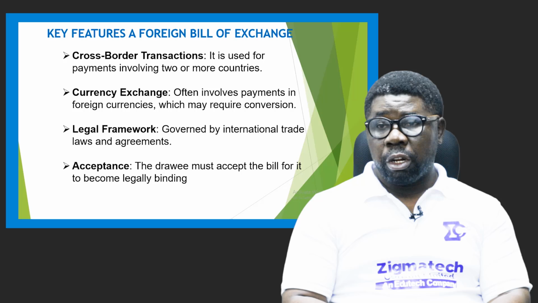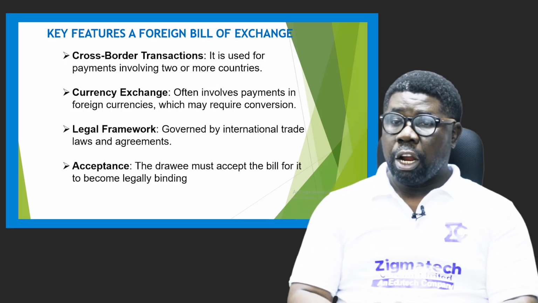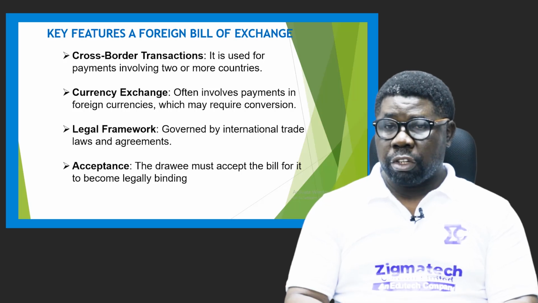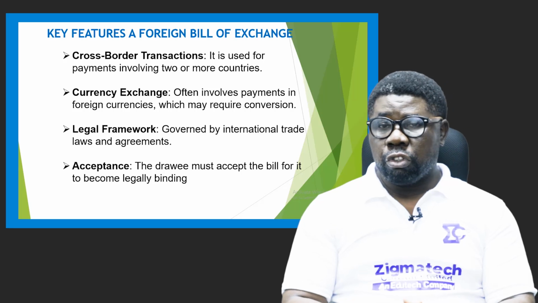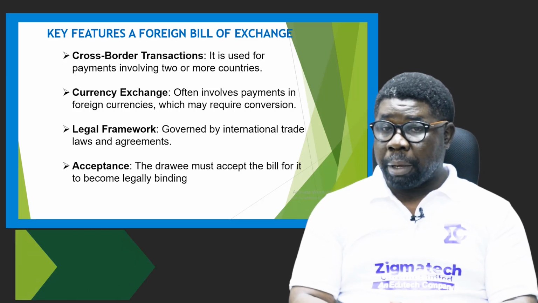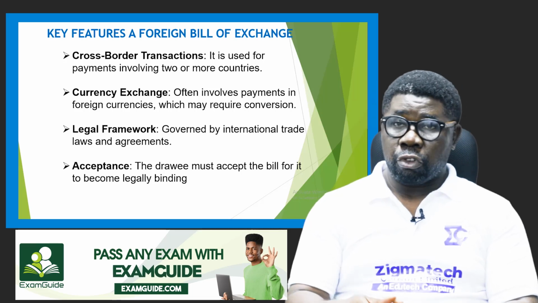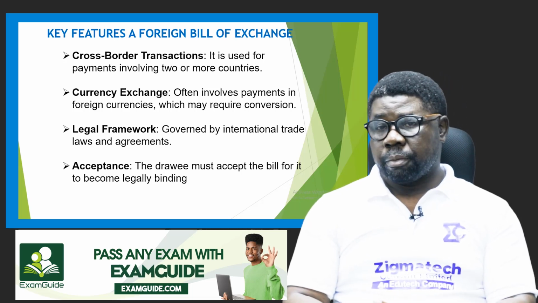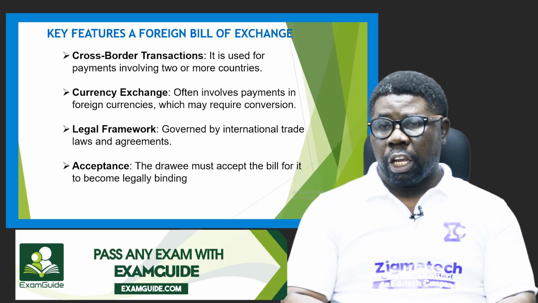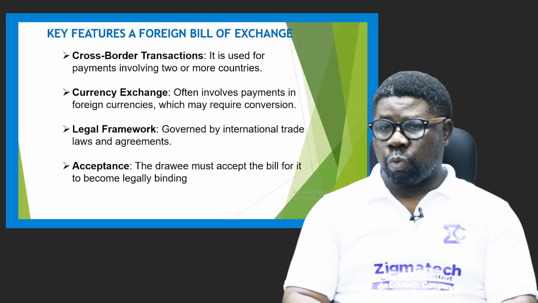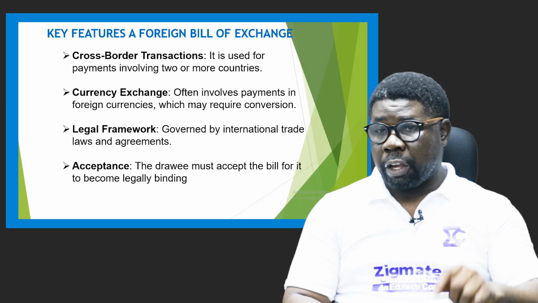And then key features of foreign bill of exchange include the following. It's a cross-border transaction. It's a trade transaction that happens between two or more countries. It is used for payments involving two or more countries, because it involves cross-border trading. Number two is that currency exchange is involved as well. It often involves payments in foreign currencies which may require conversion. These are the key things you must take note about foreign bill of exchange.